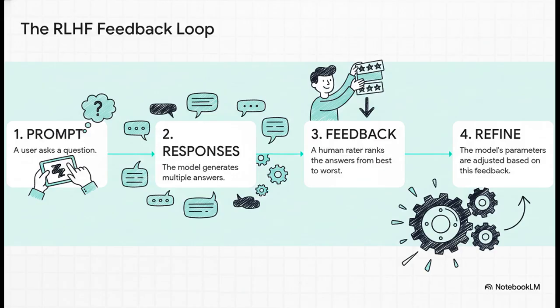And this beautifully illustrates how that feedback loop works. So the model generates a few possible answers to a prompt. Then a human rater looks at them and literally ranks them from best to worst. This feedback is then used to reward the model, tweaking its internal parameters so it becomes more likely to produce outputs like the ones we ranked highly in the future.